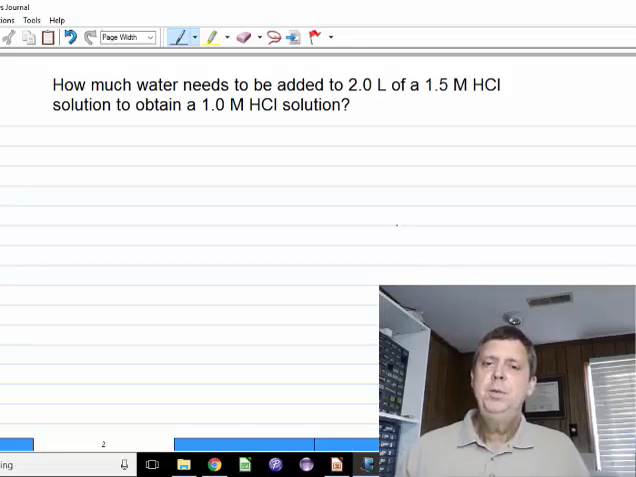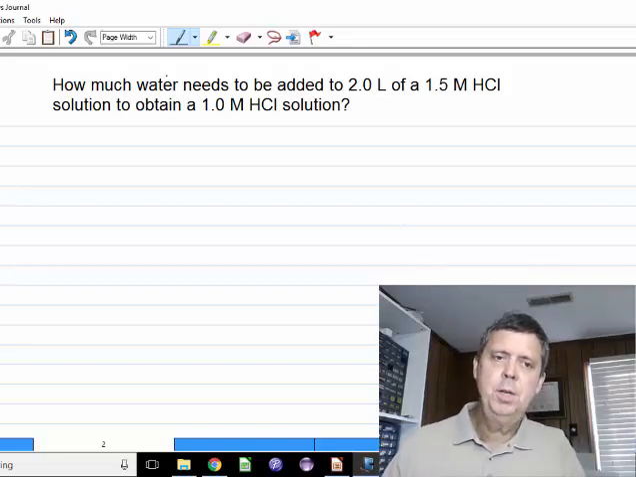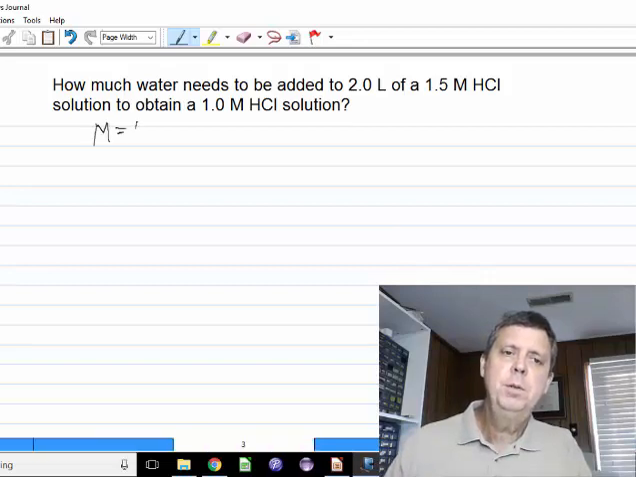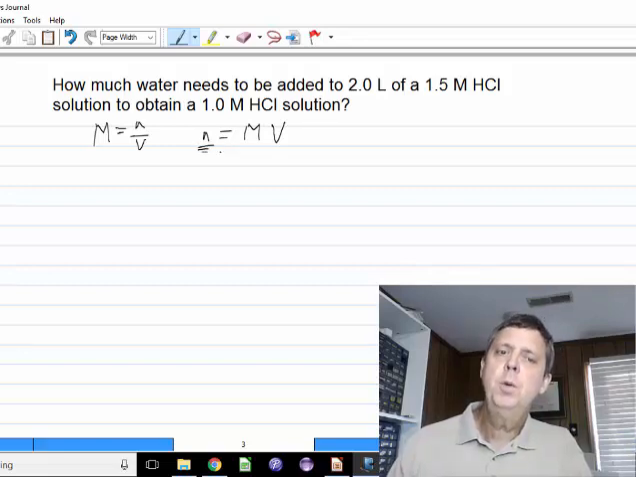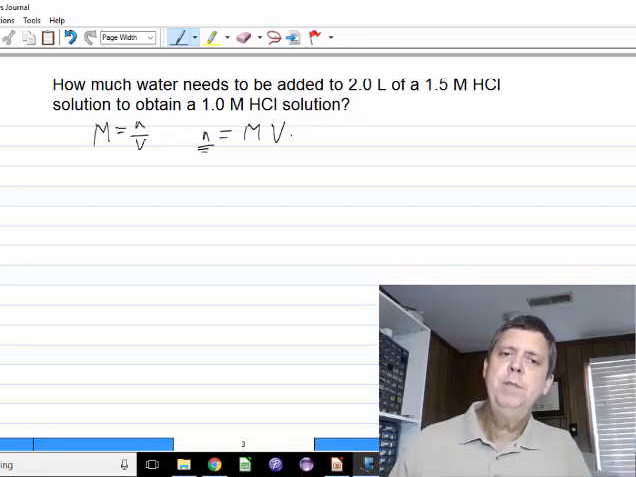So how much water needs to be added to 2 liters of a 1.5 molar solution to obtain a 1 molar HCl solution? Well, this is where we mentioned dilutions already, so I wanted to show you this in a little more detail. Molarity, of course, is n over V. Rearrange this: moles is molarity times volume. When you dilute something, the moles of solute don't change. So the initial moles of the solute has to be the same as the final moles of the solute. And that's where the relationship comes from in our initial and final units.